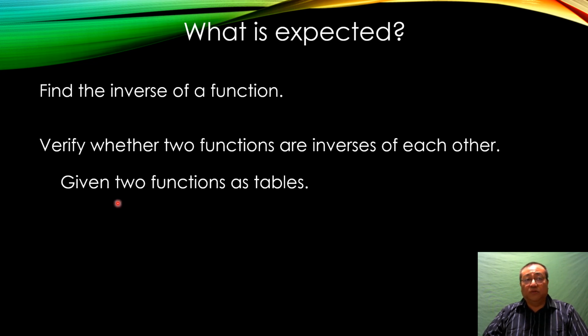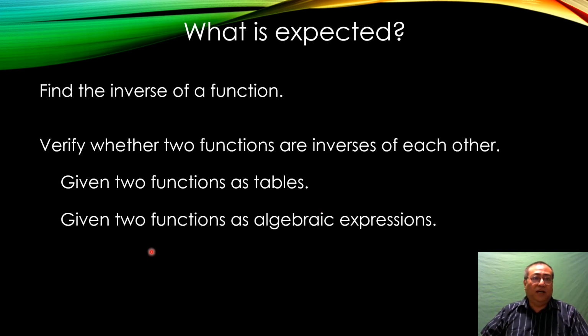But you have to do it if you're given functions as tables, right? That's easy. You just look at the left column and the right column and the right column and the left column. If they're the same, then you've got the inverses. Algebraic expressions, that's what we just finished. That was the last slide we did, right? Where you take one and you shove it in the other and it produces x. It's an inverse. If it doesn't produce x, then it's not an inverse.